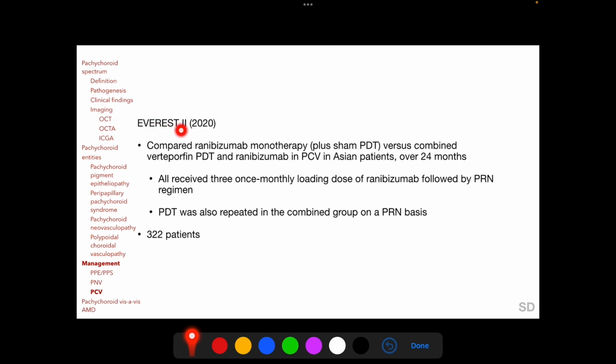The EVEREST II trial compared ranibizumab monotherapy versus combined verteporfin PDT and ranibizumab in polypoidal choroidal vasculopathy in Asian patients over 24 months, and a total of 322 patients were included. All patients received 3 once-monthly loading doses of ranibizumab followed by PRN regimen of ranibizumab, and for patients in the combined group, PDT was repeated as required on a PRN basis.